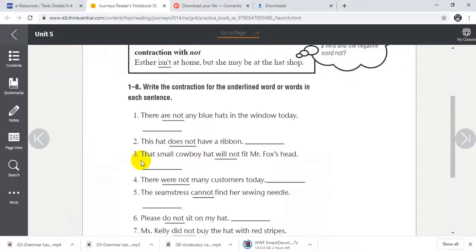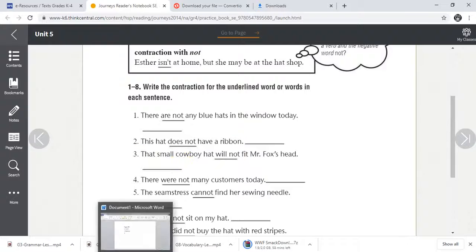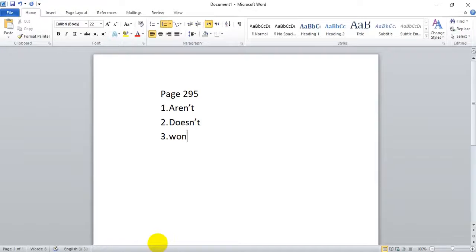Okay, number 3. That small cowboy hat will not fit Mr. Fox's head. So we want to put will not into a contraction. And this one here is a little bit tricky because will not is an exception to the rule. We can't say willn't. It's not a word. But there's another word for it that looks a little bit different. It's what? Won't. So when we have will not, it becomes won't. That small cowboy hat won't fit Mr. Fox's head. So we're going to say won't.